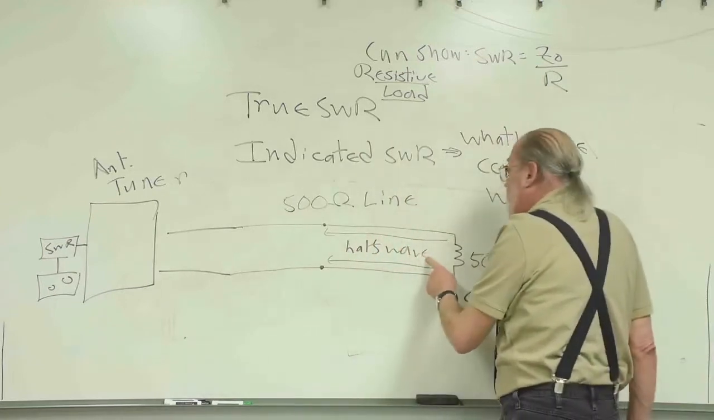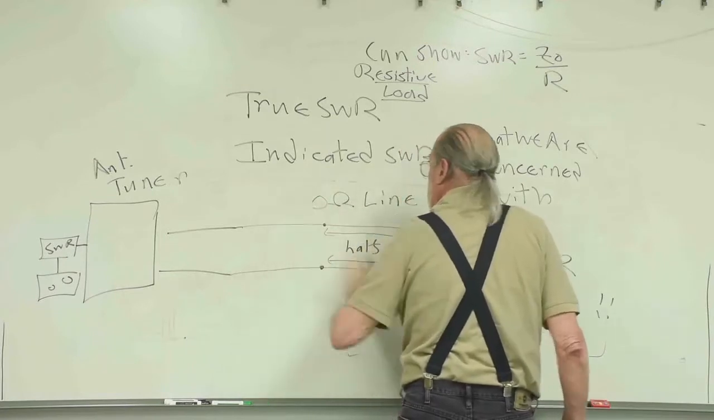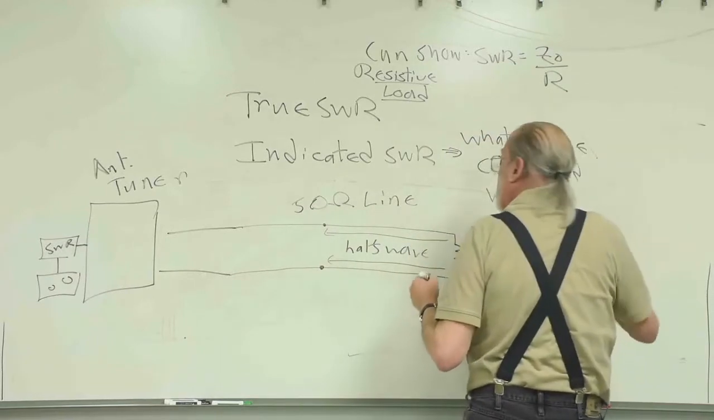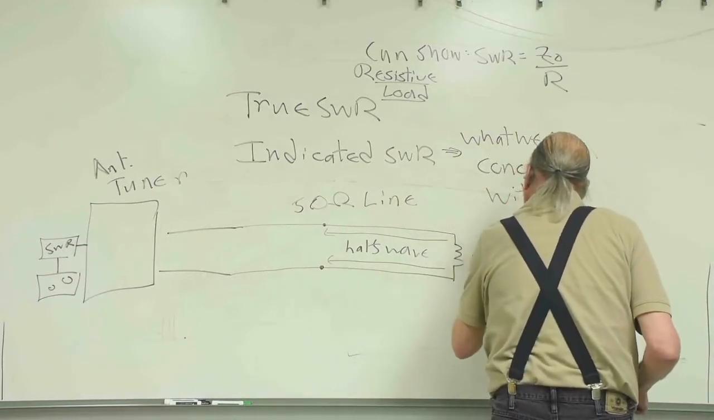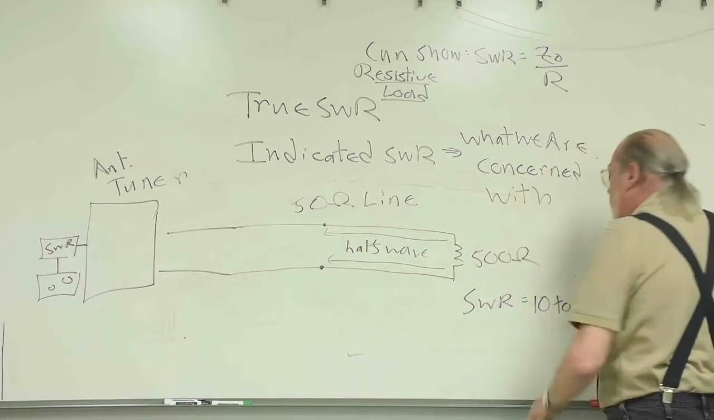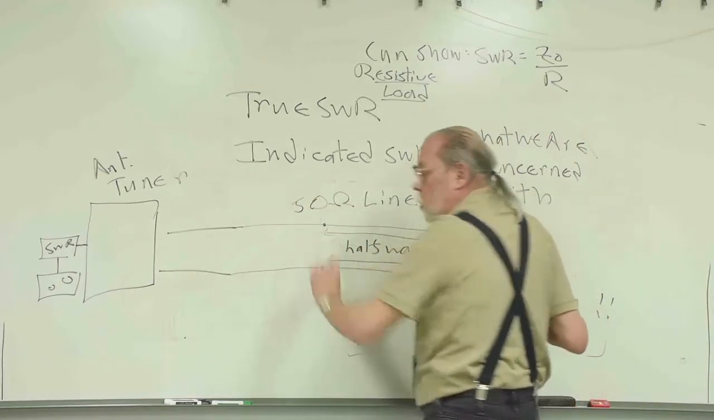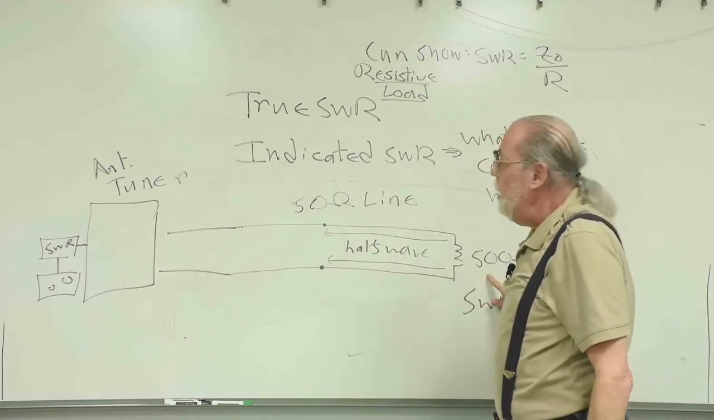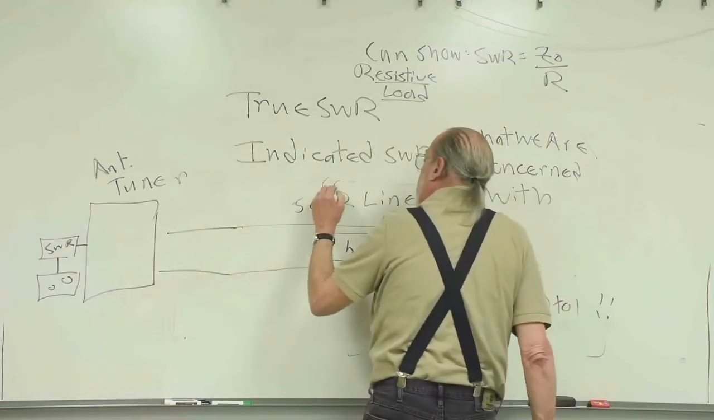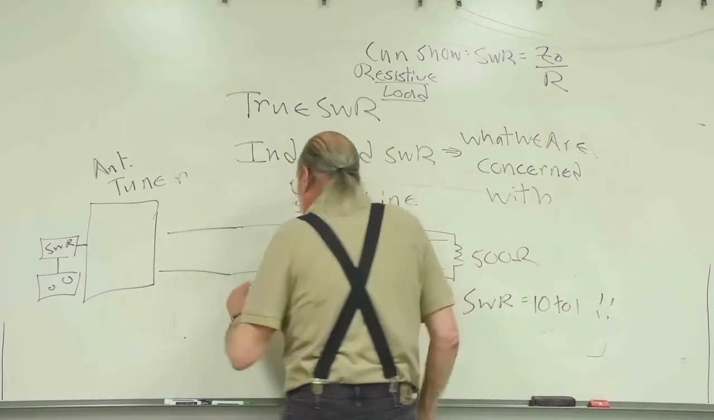Now, if you try this the opposite way, a 50 ohm line and a 500 ohm resistor, okay, the SWR is still 10 to 1. This will be 500 ohms here, which won't work with your transmitter, so that's not good. But if you could match this, this could be coax. This could be some kind of a high impedance antenna. This is going to be bad.